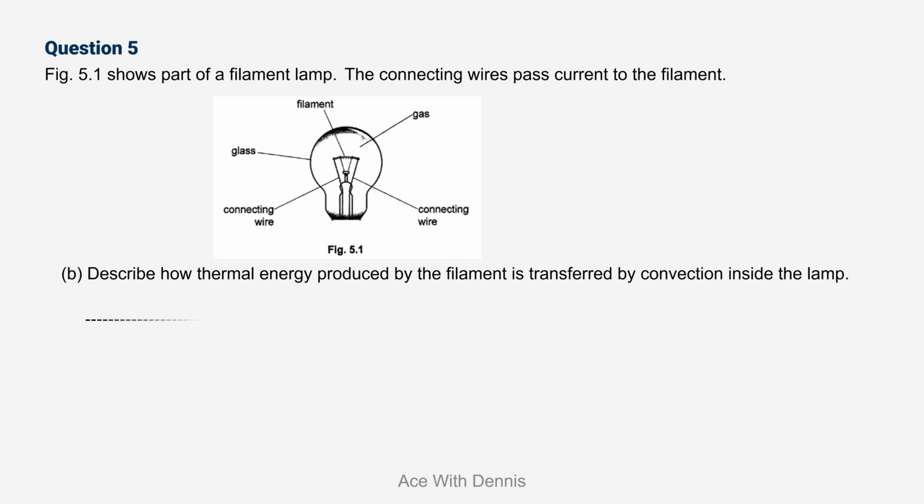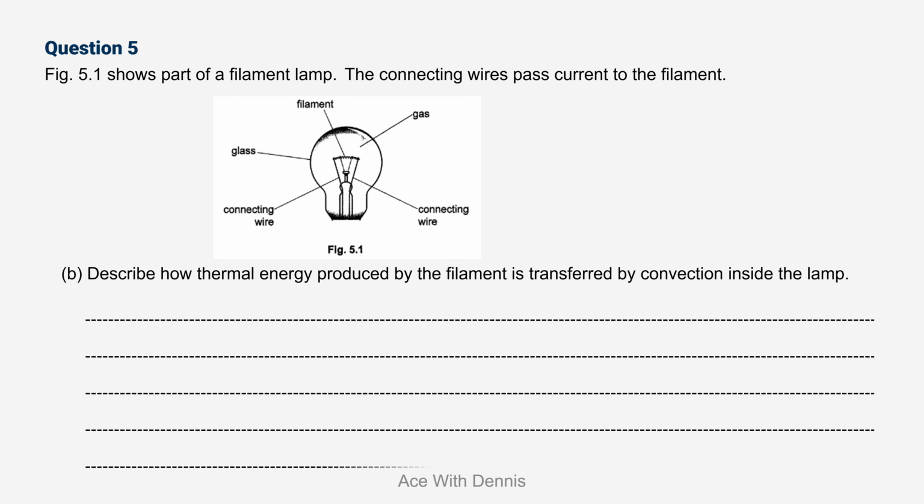B. Describe how thermal energy produced by the filament is transferred by convection inside the lamp. 3 marks. So for this question, we have to describe how the thermal energy is transferred by convection inside the lamp here. The answer should be a description of how convection happens in the filament.